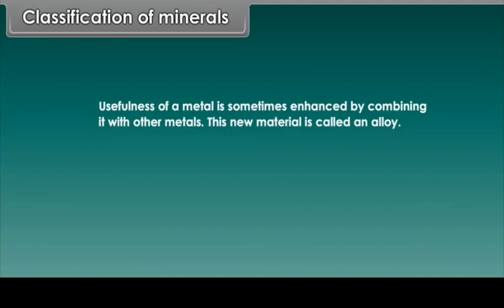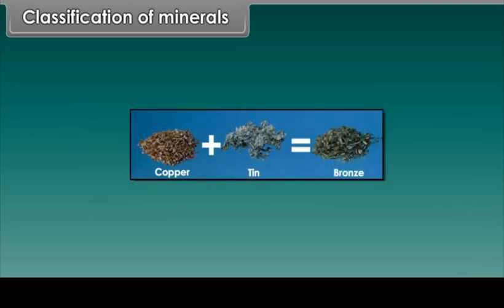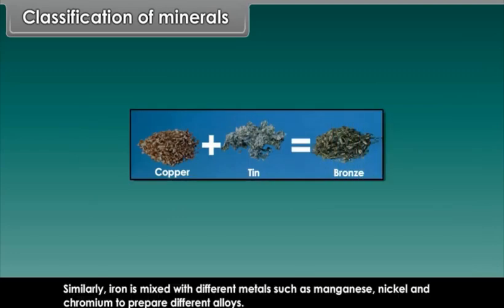Usefulness of a metal is sometimes enhanced by combining it with other metals. This new material is called an alloy. Copper is made stronger by adding tin, and this alloy is called bronze. Similarly, iron is mixed with different metals such as manganese, nickel, and chromium to prepare different alloys.